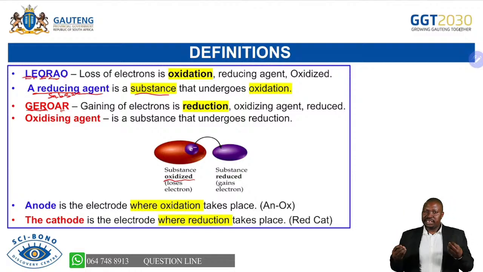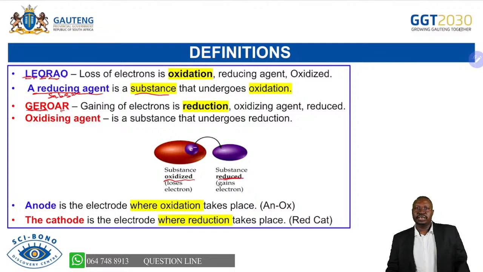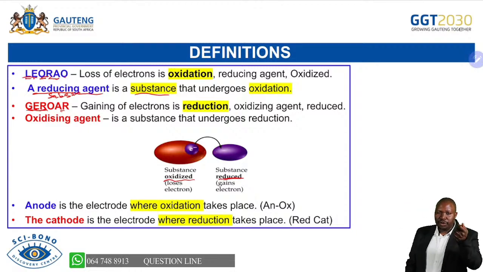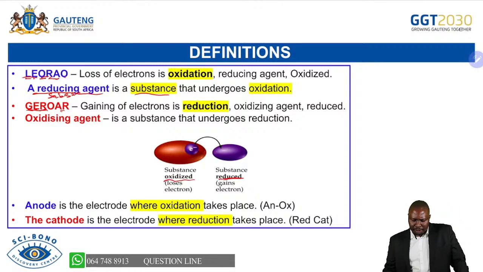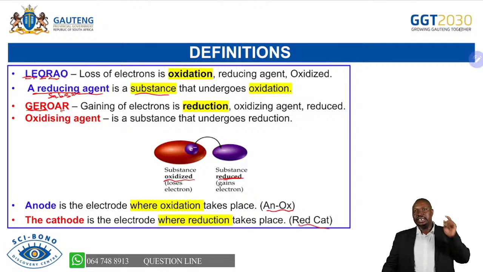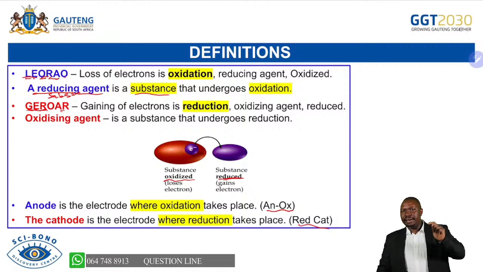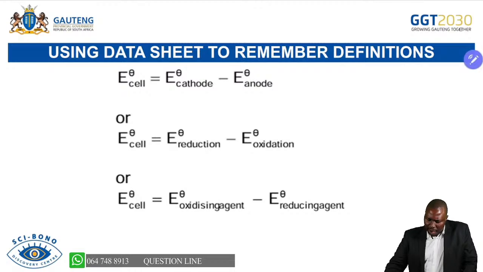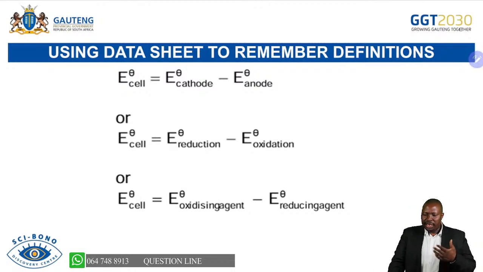But the substance that gains electrons is going to be reduced. It's reduced because it's gaining an electron, and when you gain negative, you are reduced. So it's important. We talked about the anode. We said it's an electrode where oxidation takes place, and the cathode is an electrode where reduction takes place. Red cat. Please don't forget that. When you have a red cat, you know that it is at the cathode where we'll have reduction. When you have an ox, you know that it is at the anode where oxidation, which is loss of electrons, occurs.